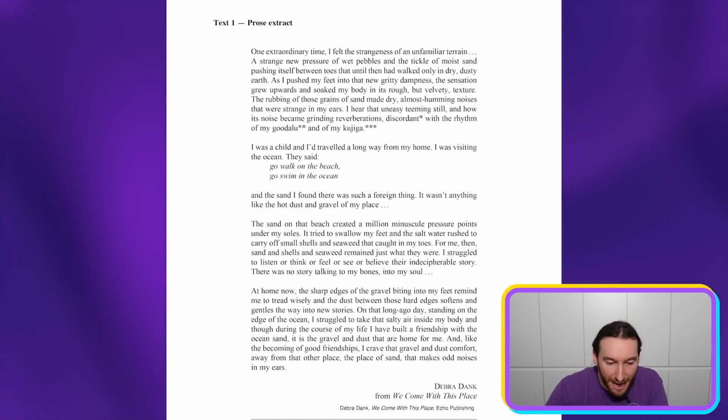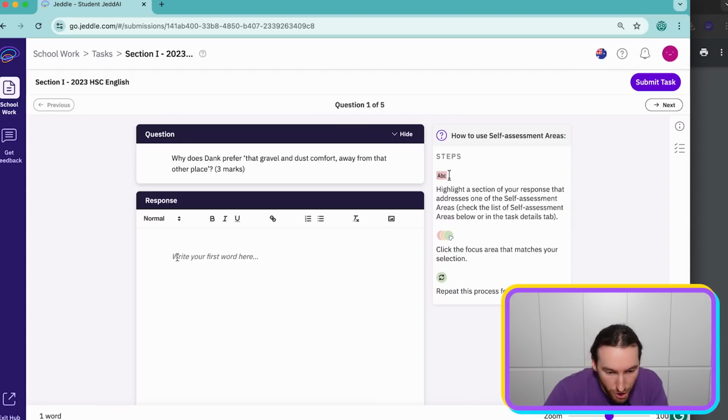So if we're writing our topic sentence here on the Jedi platform, I'm going to do all of the questions here because it's nice and easy. I can show you all the elements. Let's get that first sentence in. Denk prefers the, quote, gravel and dust comfort, just to use some of the words of the question. I'm not going to use the whole quote because then it just gets repetitive. Good to just pluck out the key part.